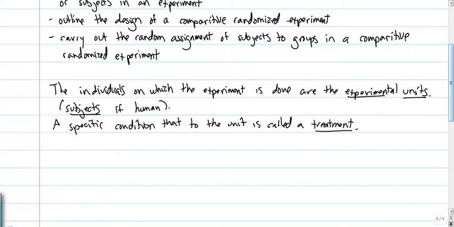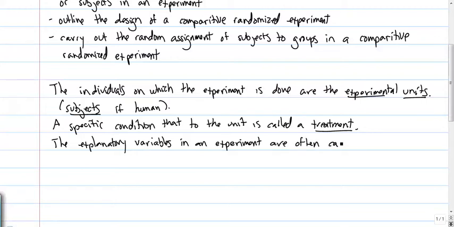The difference between an explanatory and response variable in an experiment is important. We call the explanatory variable in an experiment the factors of the experiment. They're often called factors. Sometimes you might have one factor, sometimes you might have more than one factor, you might have two or three. And these factors can be applied in different levels.